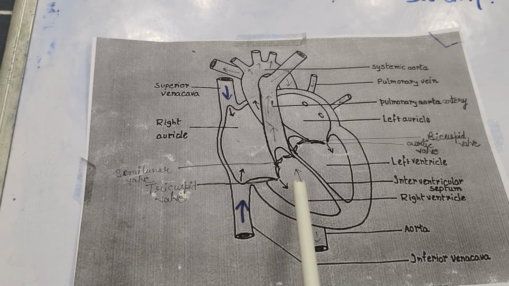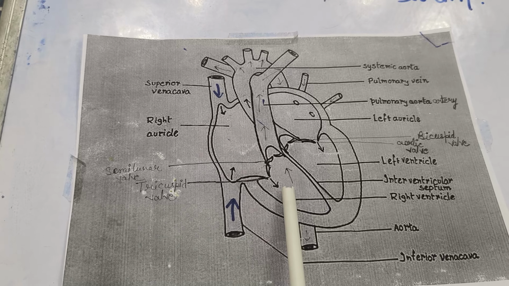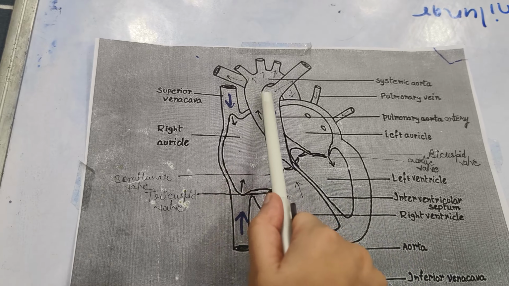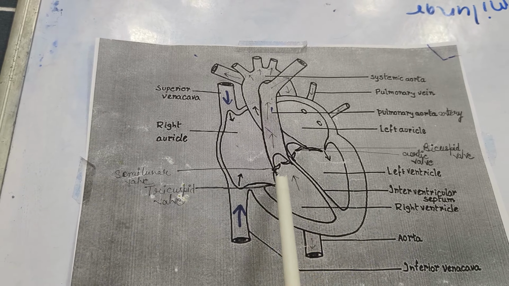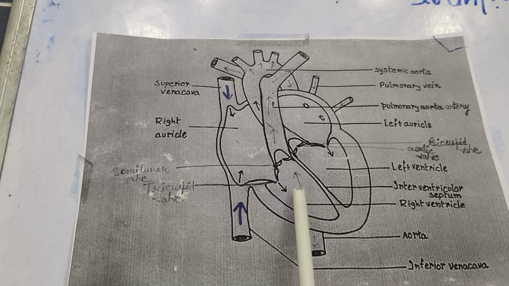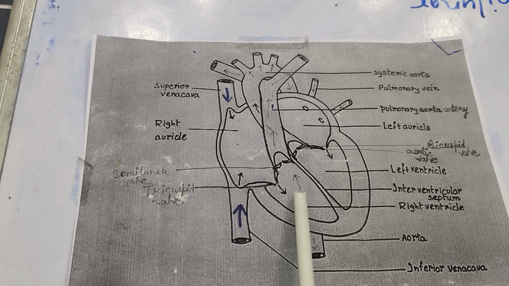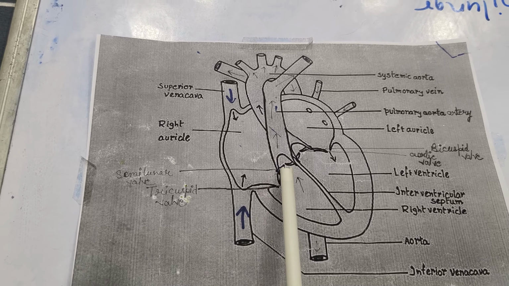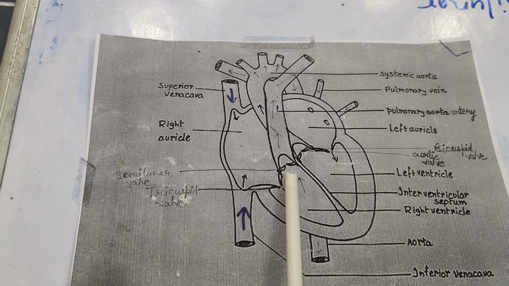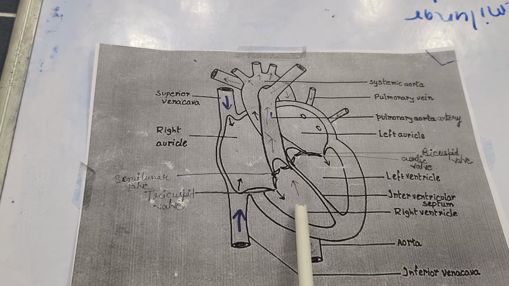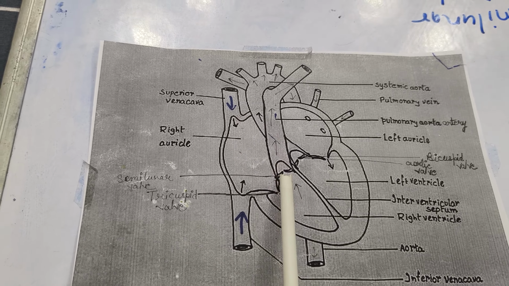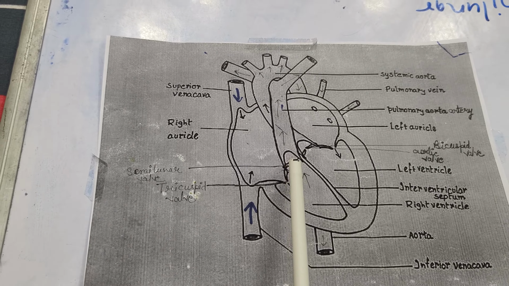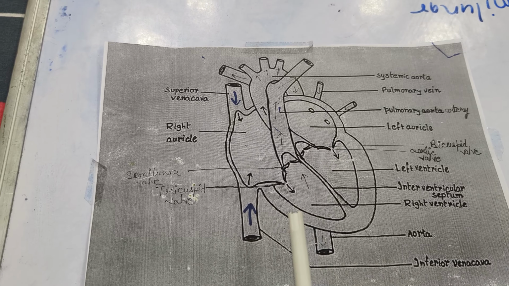And then the right ventricle passes the deoxygenated blood into lungs through pulmonary artery. This is pulmonary artery. There is a valve between right ventricle and pulmonary artery, which is known as semilunar valve or pulmonary valve, to prevent the backflow of blood.